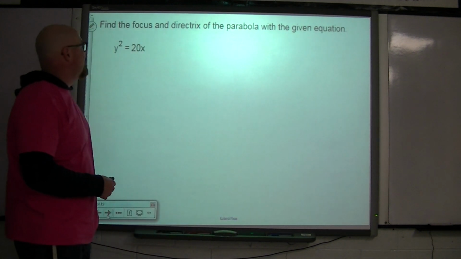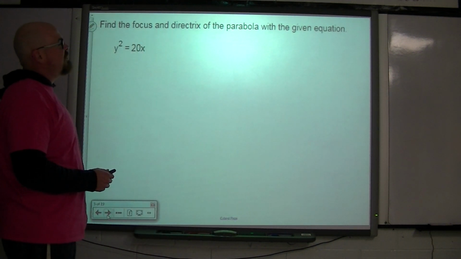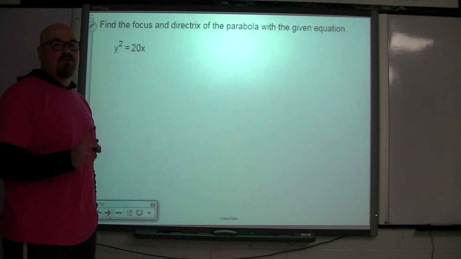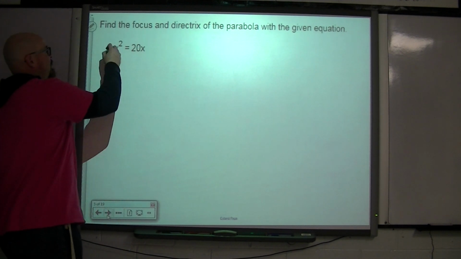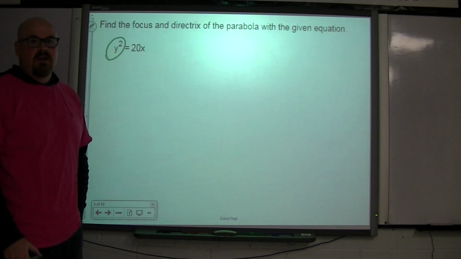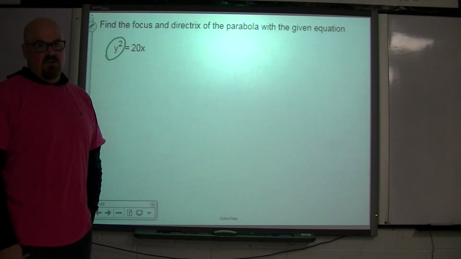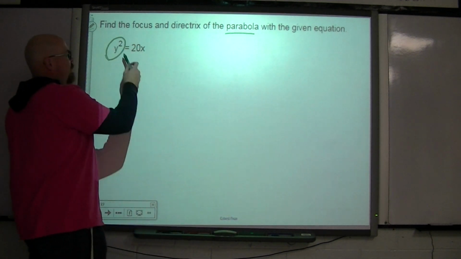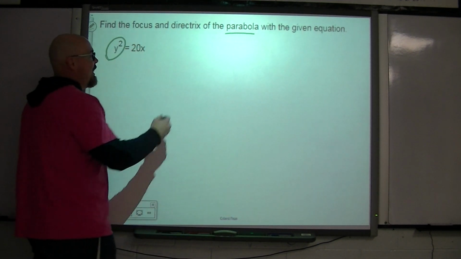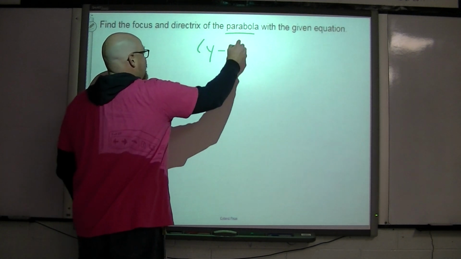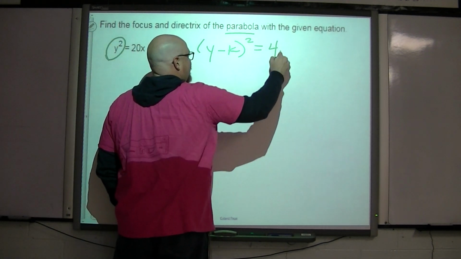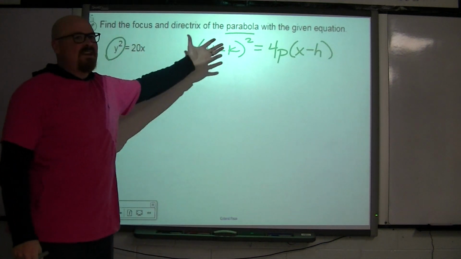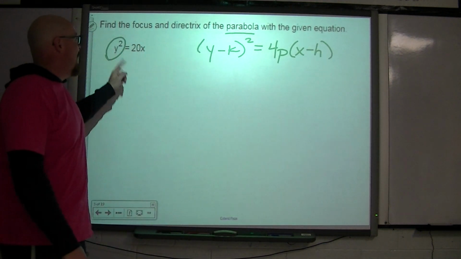So let's look at this first example. It says find the focus and directrix of the parabola with the given equation. First thing you want to notice when you're doing problems like this is which variable is being squared. In this case, y is being squared. Now, the standard form of a parabola in which the y quantity is squared, it should look something like this. Okay, that is the standard form of a parabola where y is squared.